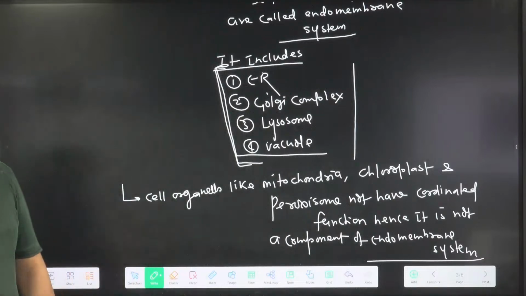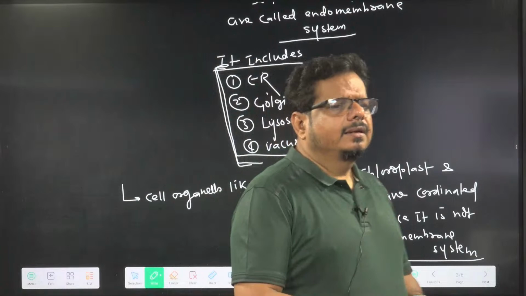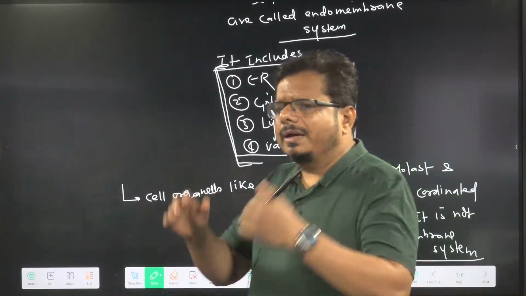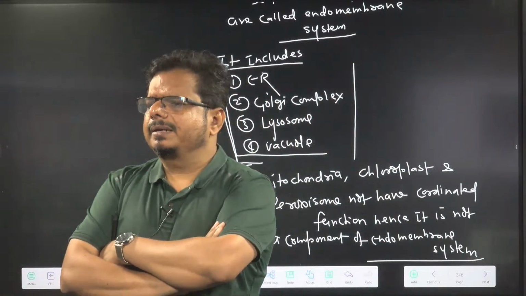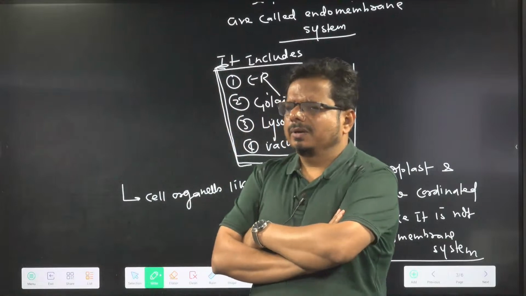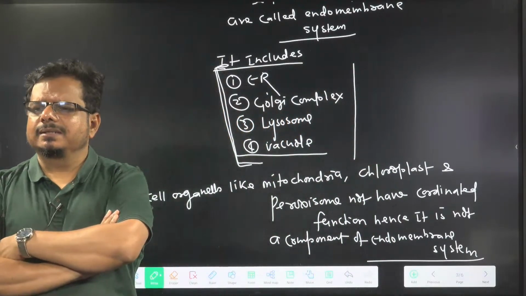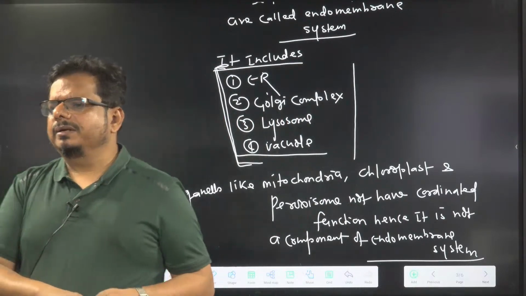Endomembrane system. Mitochondria, peroxisome, chloroplast do not have a coordinated function and hence are not components of the endomembrane system. You got the idea? So I think this is over about the endomembrane system. How the coordinated function works, I will teach later after teaching all the components.